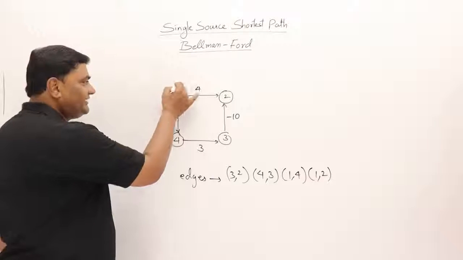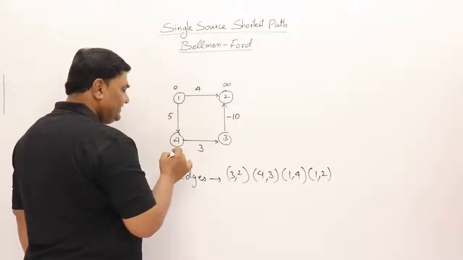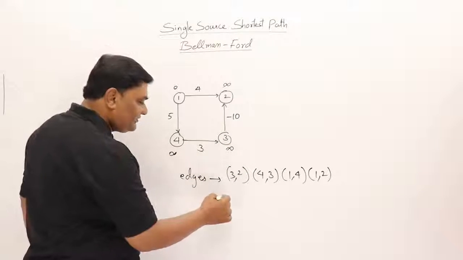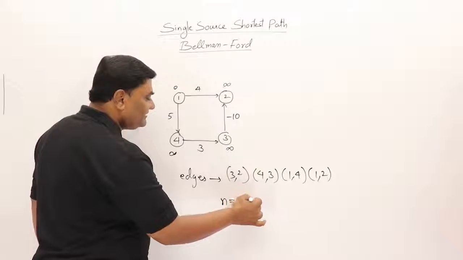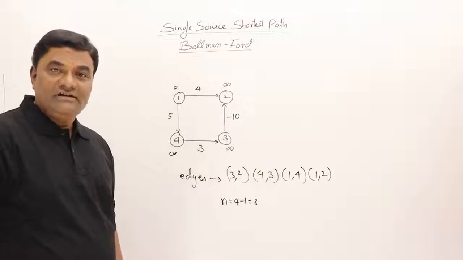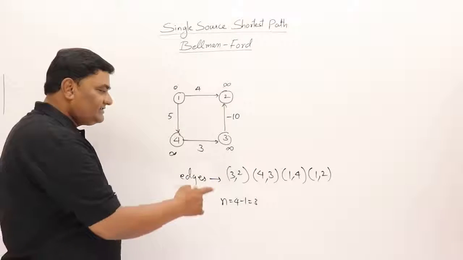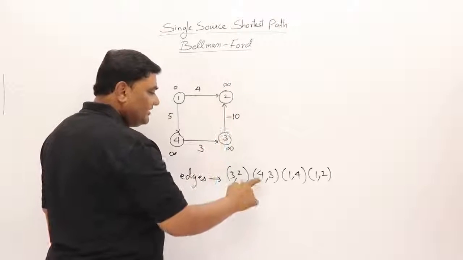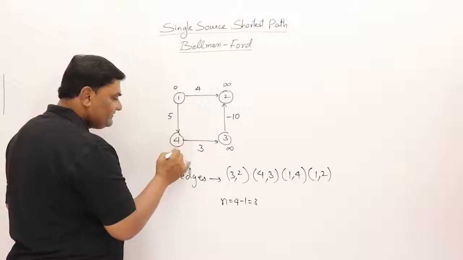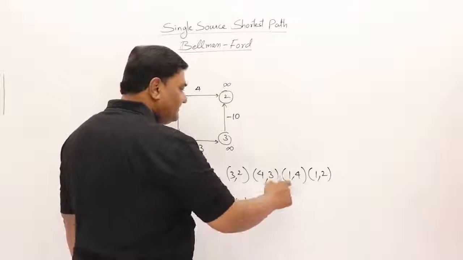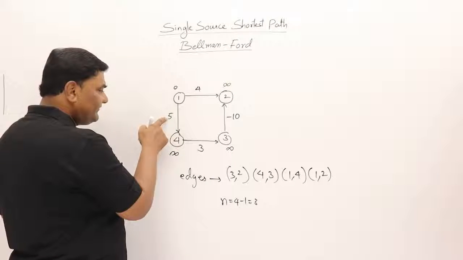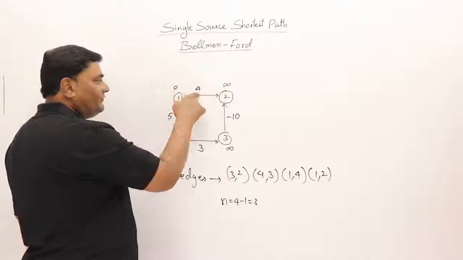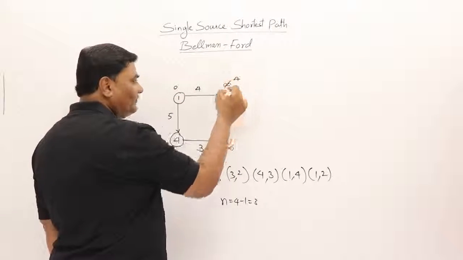Now let's solve this. My source vertex is 0 and mark all of them as infinity. How many times should I relax? There are 4 vertices, so I should relax 4 minus 1, that is 3 times. Let us relax all the edges one by one. First 3, 2: infinity minus 10 is infinity only, so no change. 4, 3: infinity plus 3 is infinity only, and this is already infinity. Then 1, 4: 0 plus 5, 5 is less than infinity, so change it to 5. Then 1, 2: 0 plus 4, 4 is less than infinity, change it to 4.